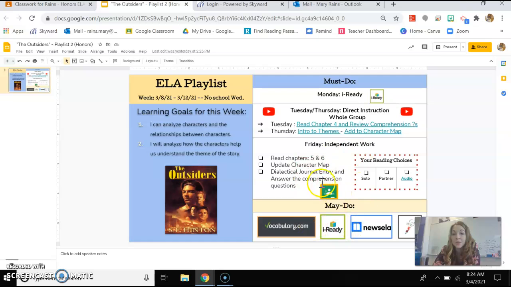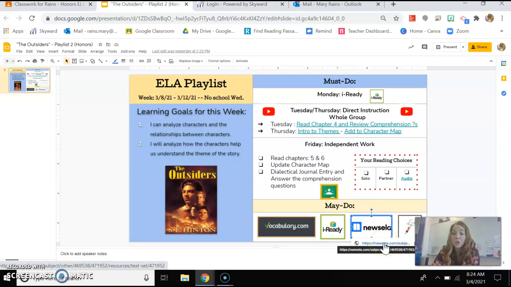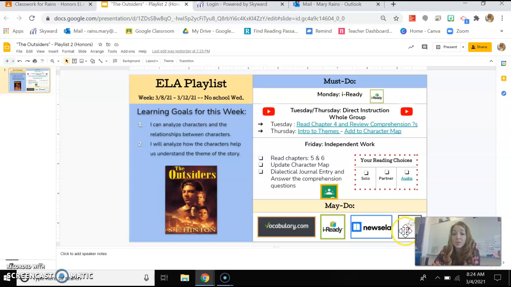When you guys are done, the same may do's apply. So if you get all the way done with this, the may do's of the week are vocabulary.com. You can go on there. You can work on iReady. Newsela, you can work on the articles that tie into the 1960s or tie into the Outsiders.